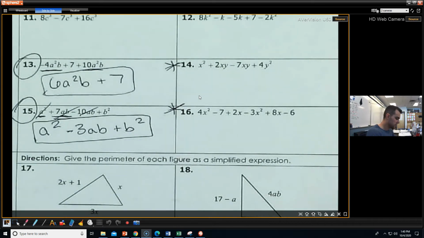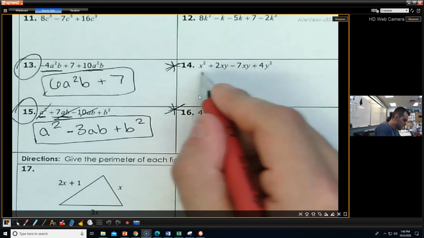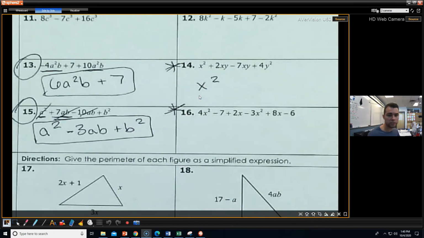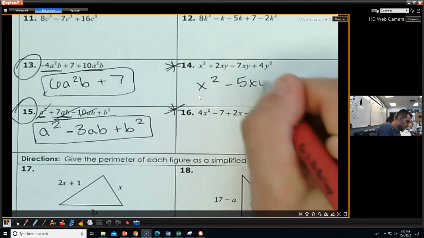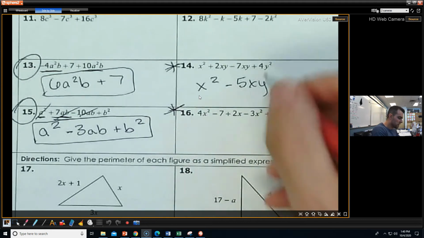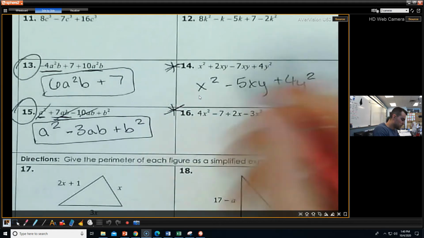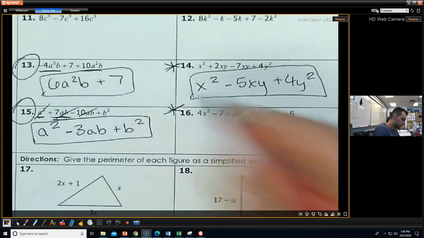All right, we're back. Let's take a look at this. X squared doesn't have any other like terms, so I'm going to plop it down. We got 2xy minus 7xy. That's going to give me negative 5xy. And then finally, the 4y squared. It's all by its lone self. And we're all done.